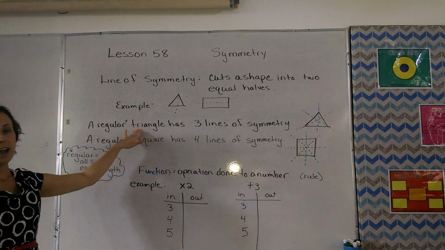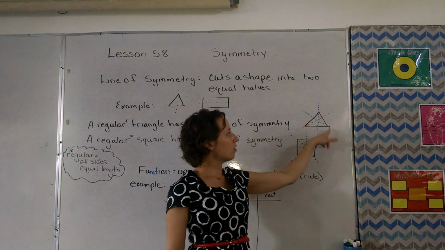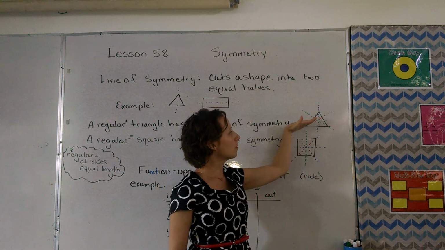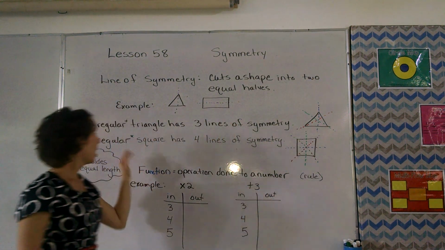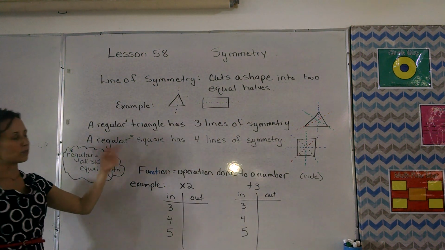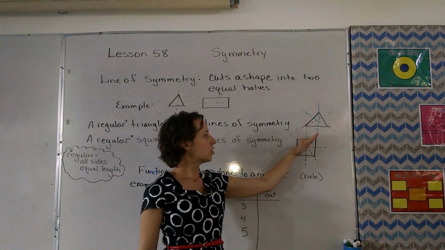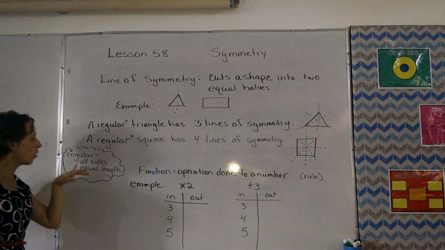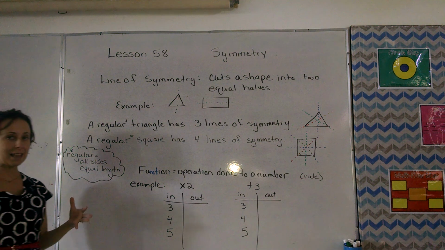A regular triangle has 3 lines of symmetry. Here's our regular triangle. There's one line here, that's my blue line. One line of symmetry would be here, that's the red. And one line of symmetry would be there, that's the green. A regular square, all squares are of course regular, has 4 lines of symmetry. 1, 2, 3, and 4. Just if you hadn't already remembered, regular means that all sides are equal in length.